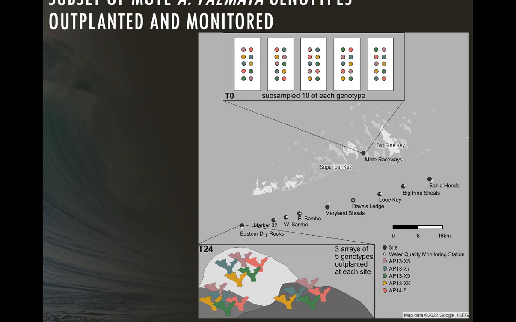So they were able to give us 5 different genotypes of their sexually produced Acropora palmata, represented here by the 5 different colors. What we did was we got 3 replicates of each of those genotypes, so 3 ramets, in this case 3 little plugs of the sexually produced offspring, so 3 clonal replicates of each genotype that we outplanted to each of 9 sites along the lower Florida Keys, represented by each of these circles.